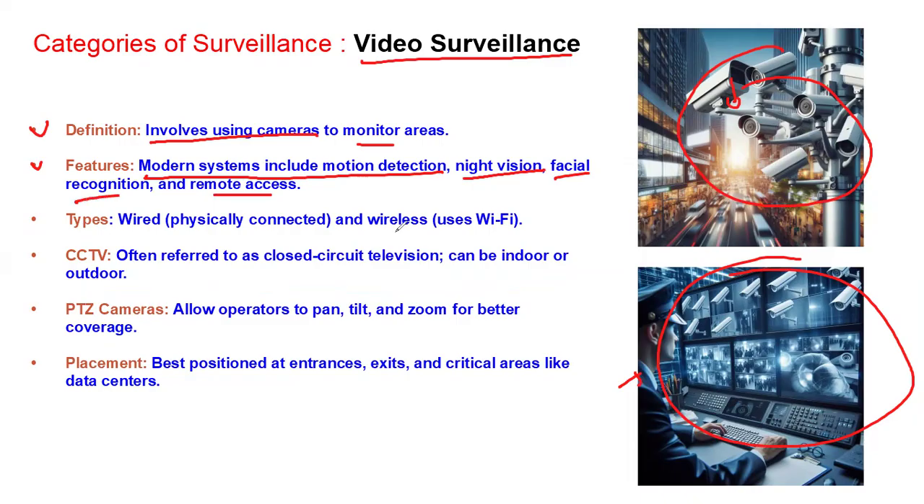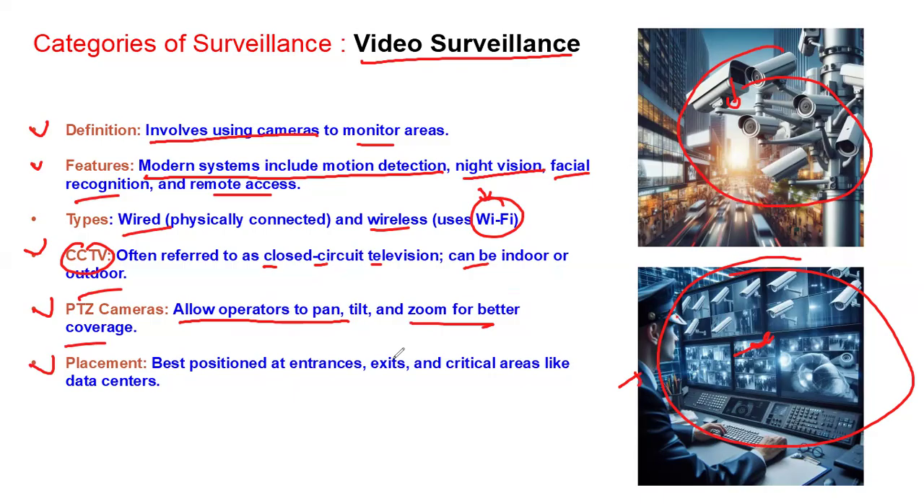We have wired cameras and wireless cameras. Wireless cameras use Wi-Fi technology. It is often referred to as CCTV, closed circuit television, and it can be indoor or outdoor. You can install cameras inside your premises and outside your premises. PTZ cameras allow the operator to pan and zoom the screen for better coverage while doing the surveillance.